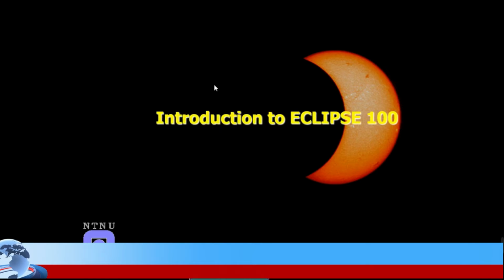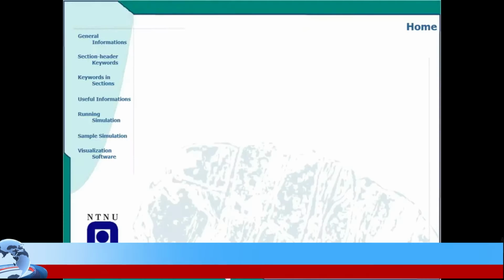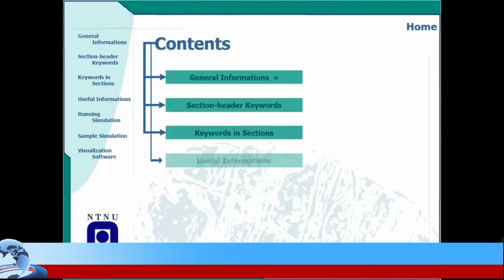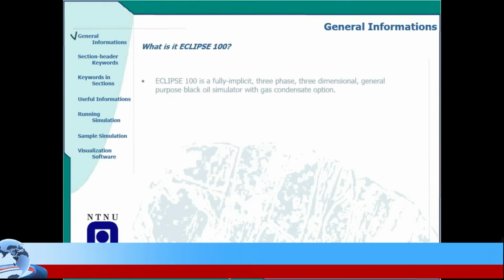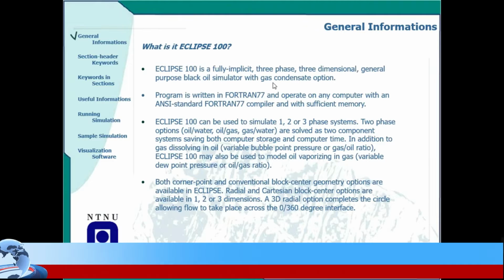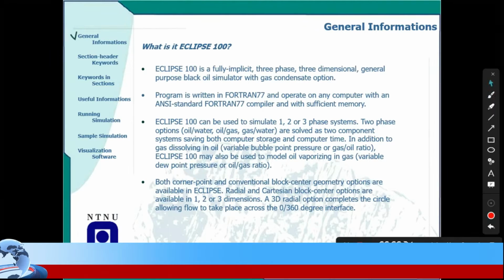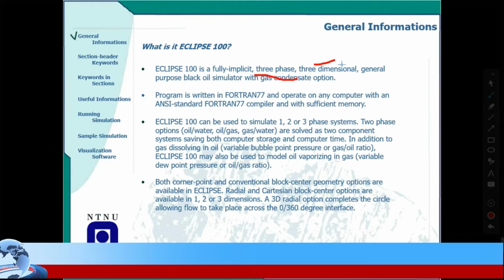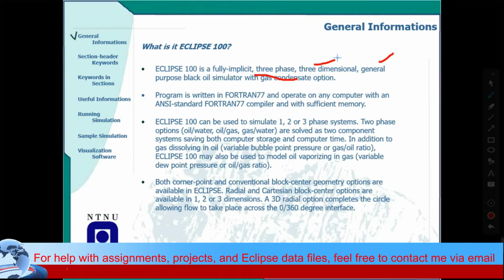Well, Eclipse is a reservoir simulation software, and it's used widely in reservoir engineering and by the reservoir engineering team. It's a three-phase simulator: we have three phases, oil, gas, and water, and three dimensions: x, y, and z. You can use it for many applications, including production predictions and many others.